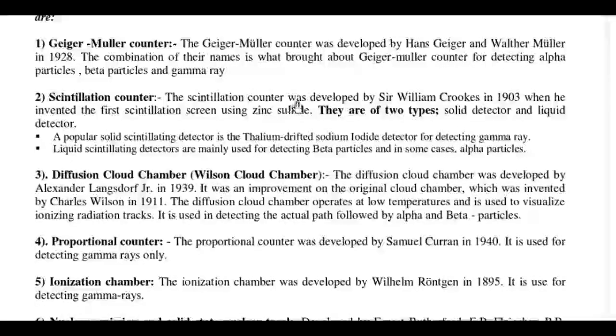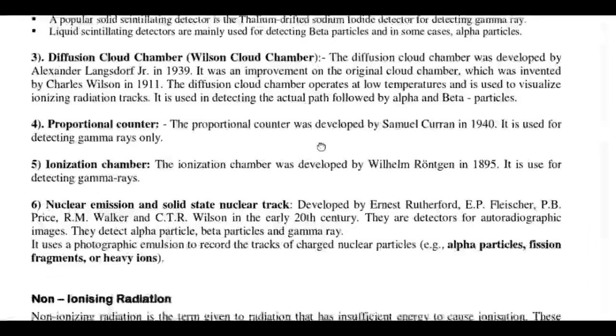Number two, we have the scintillation counter. The scintillation counter was developed by Sir William Crookes in 1903 when he invented the first scintillation screen using zinc sulfide. And they are of two types, the solid detector and the liquid detector. A popular solid scintillating detector is the thallium-doped sodium iodide detector for detecting gamma rays, and liquid scintillating detectors are mainly used for detecting beta particles and in some cases alpha particles.